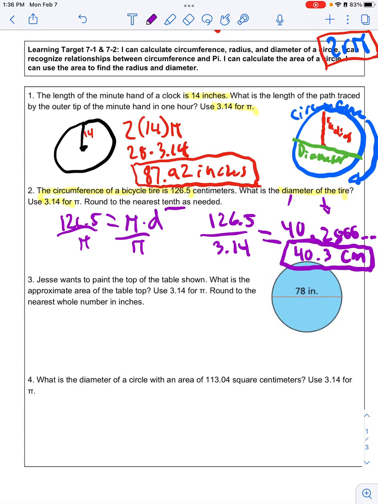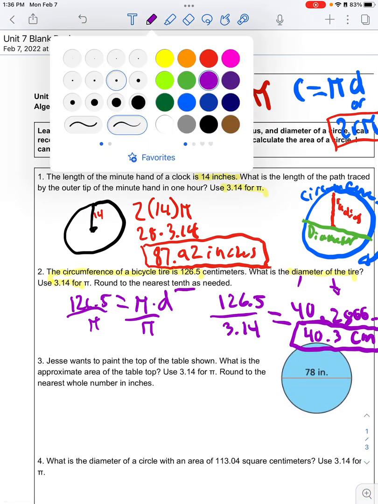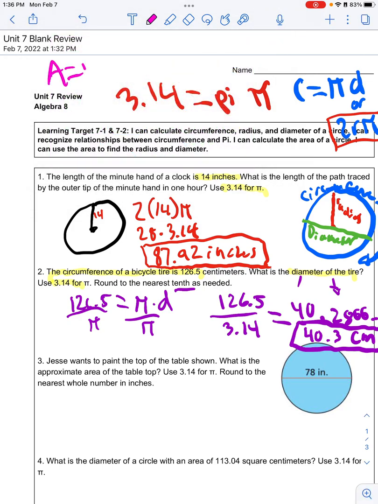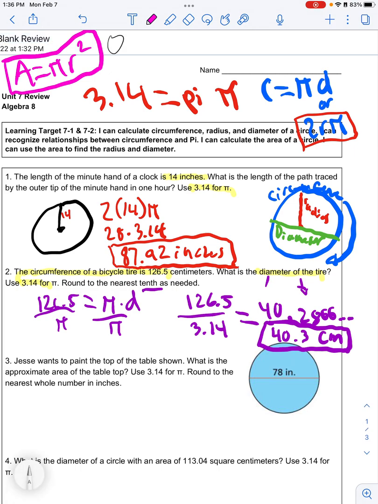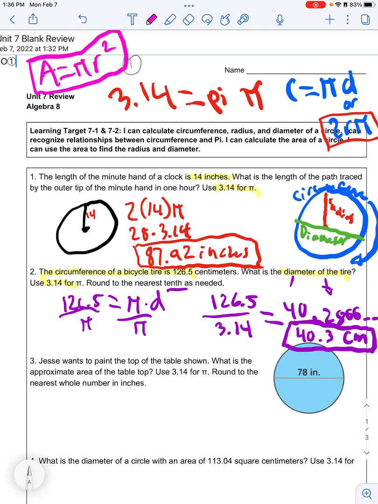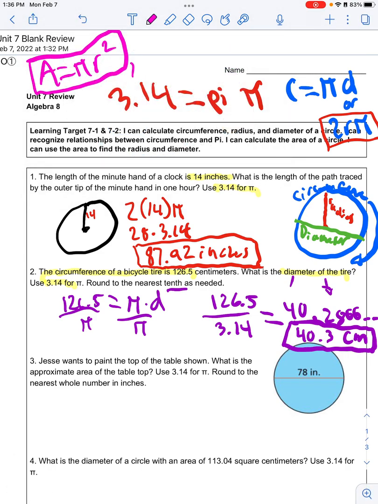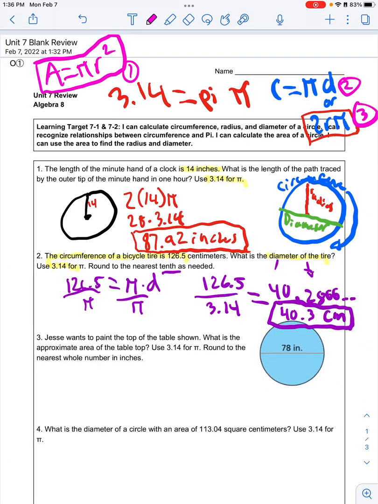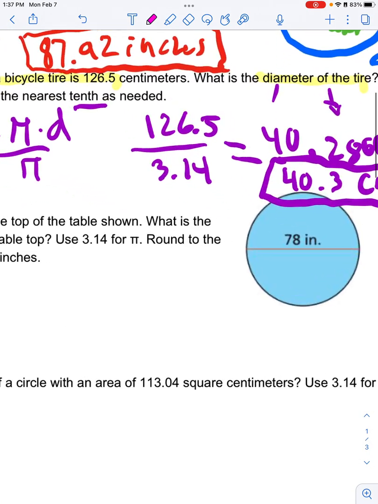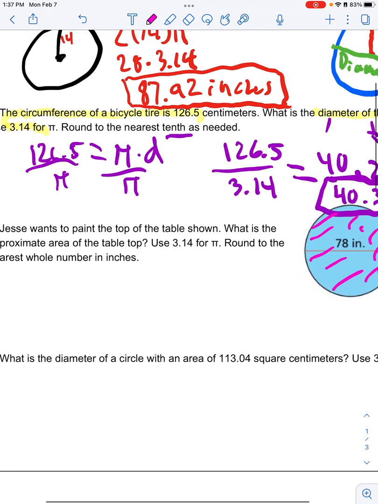Jesse wants to paint the top of the table. What is the approximate area of the top of the table? So area is a different formula. Area is pi times the radius squared. So that's another formula you need to know. So you need to know area. And then you need to know the two formulas for circumference. So again, painting the whole top of the table is this whole thing. So we're going to use the area.